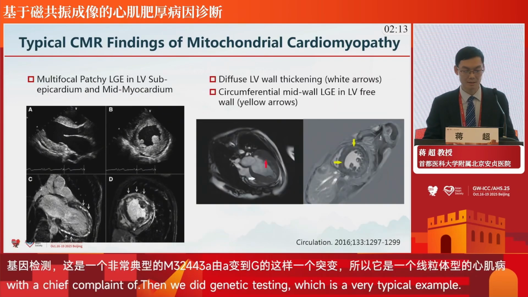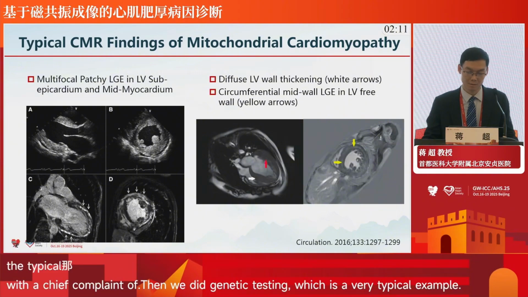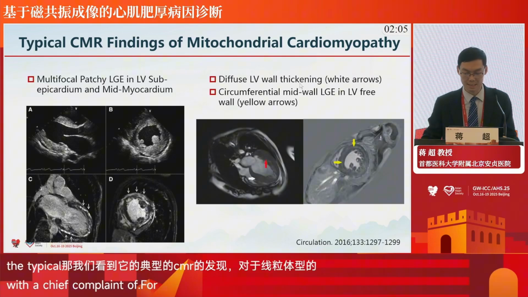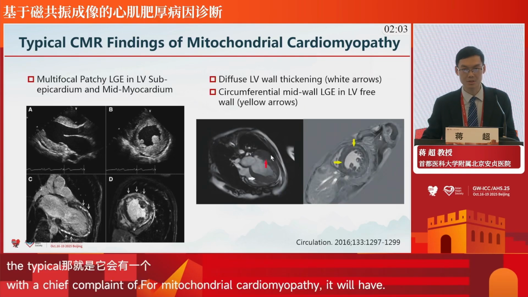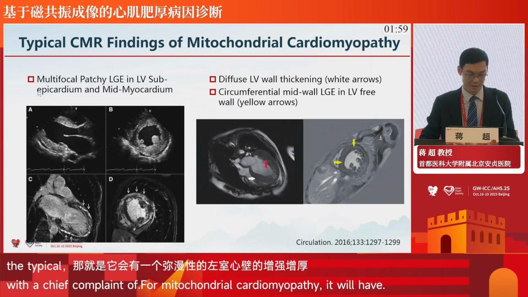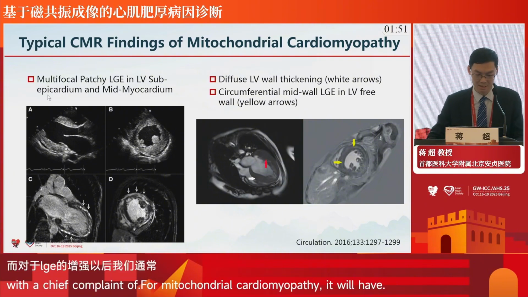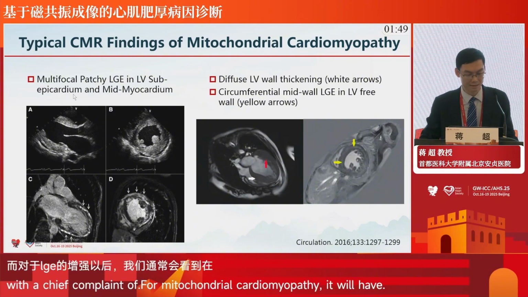The typical CMR finding for mitochondrial cardiomyopathy is diffuse left ventricular wall thickening, both in the septal and also in the lateral wall. And for the LGE, we commonly see enhancement in the subepicardium and the middle layer of the left ventricle.